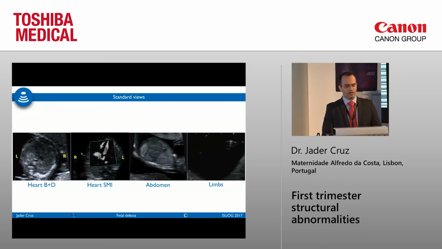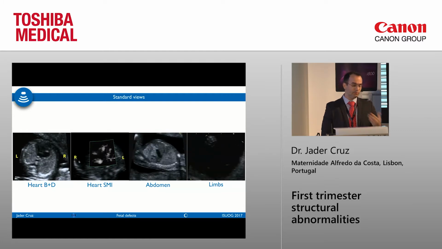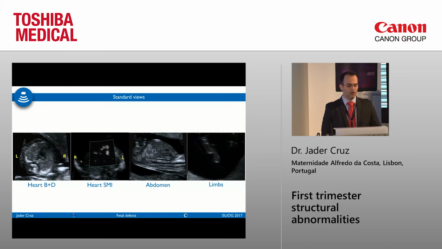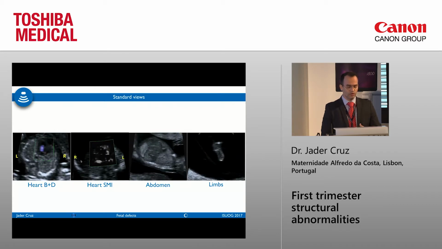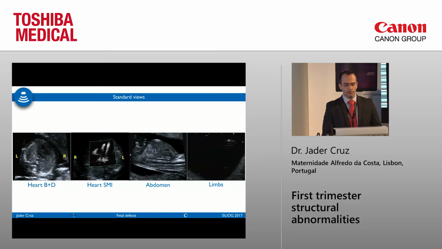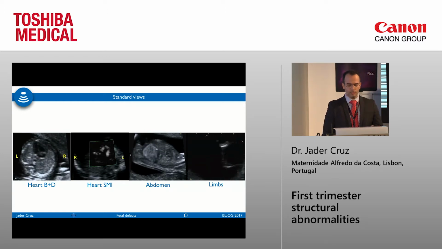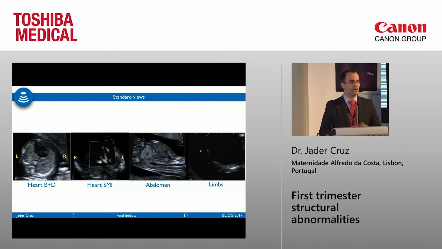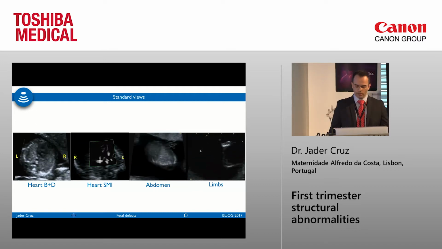In the heart, we use, of course, B mode and also color, and also SMI, of which I'm going to try to show a little bit of the data we have. And then we go to the abdomen, abdominal wall, and the structures inside, and of course limbs. And that's what we do in absolutely all the patients.